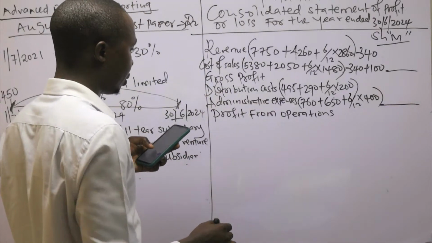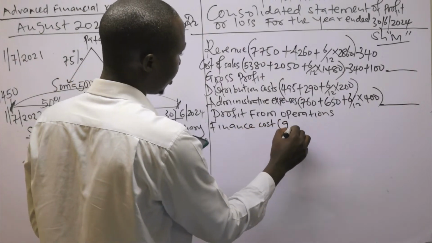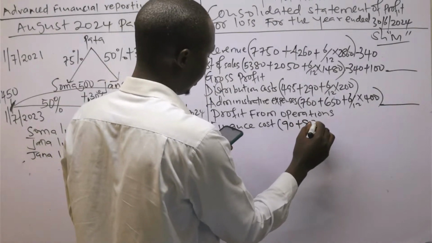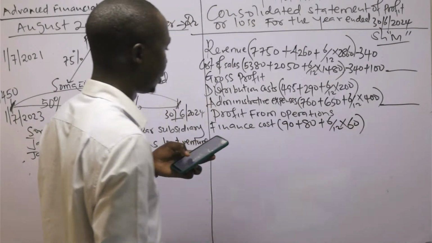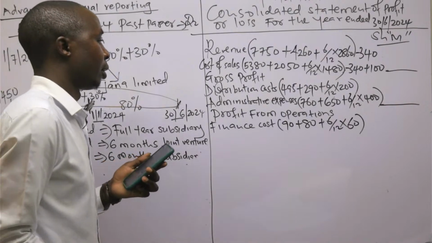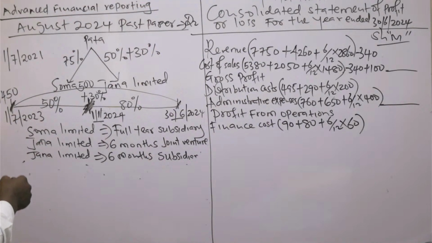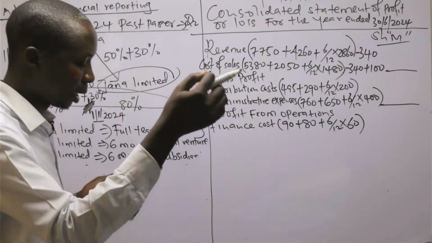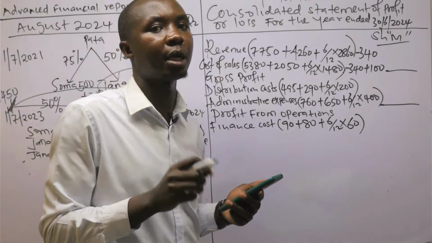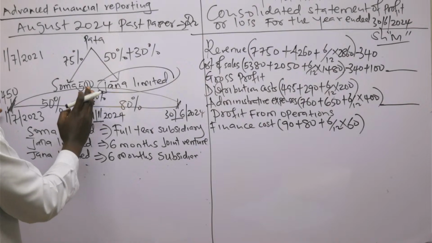After profit from operations, we have finance cost. So the finance cost is 90 plus 80 plus 6 over 12 times 60. After the finance cost, before I deduct tax, there are items to be included. Remember that this journal, there's a point it was a joint venture, from here to here. And in that period, the parent must take some share. The company has paid tax during this period, so the parent must take 50% of the profit after tax.